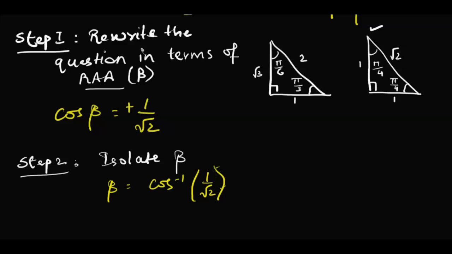Because cosine ratio is adjacent over hypotenuse. So for which angle is adjacent 1 and hypotenuse is root 2? The angle is pi by 4. Therefore, the beta value is equal to pi by 4.